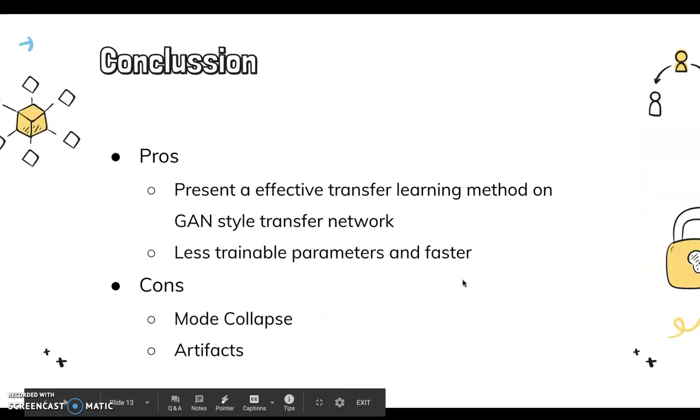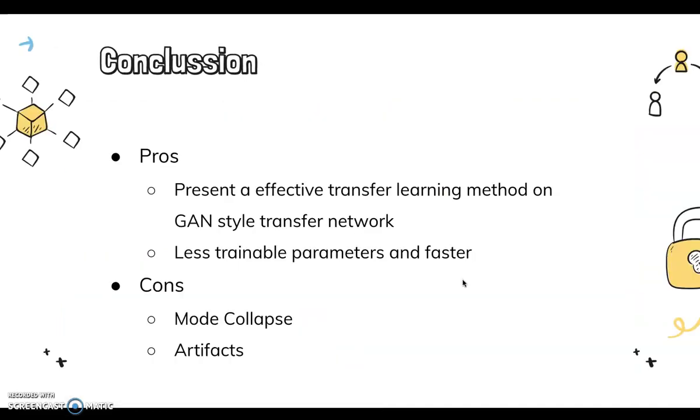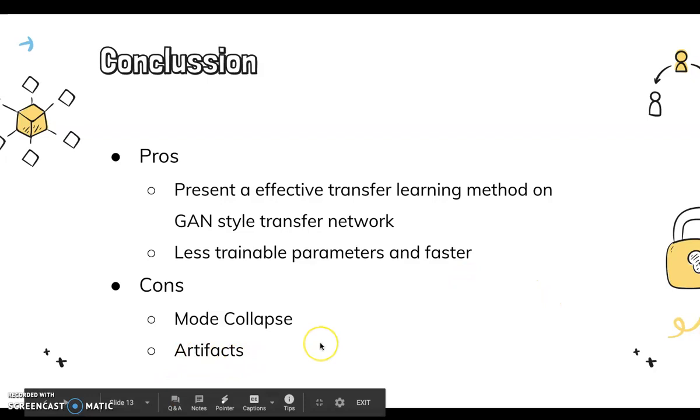To wrap up, MTL is a more effective transfer learning method on GAN style transfer networks, with fewer trainable parameters and faster learning, but it worsens some of the GAN's problems like mode collapse and artifacts. This is our presentation.